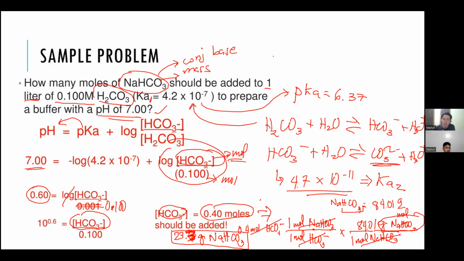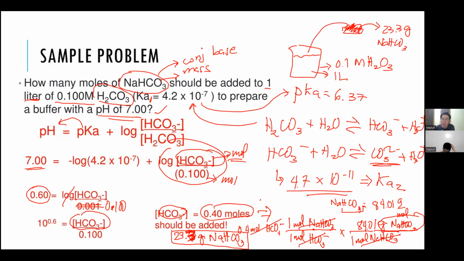Ang unang-una mong gagawin, prepare first a 0.1 molar carbonic acid. Yan muna ang una mong gagawin, no? So, 1 litro dapat yan. Tapos, anong gagawin mo? Weigh out 23.3 grams ng sodium bicarbonate. Tapos, ihahalo mo siya and then stir.